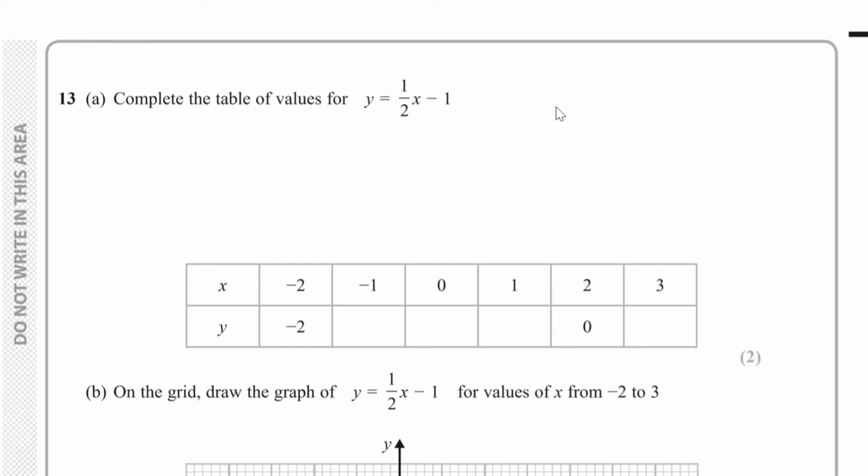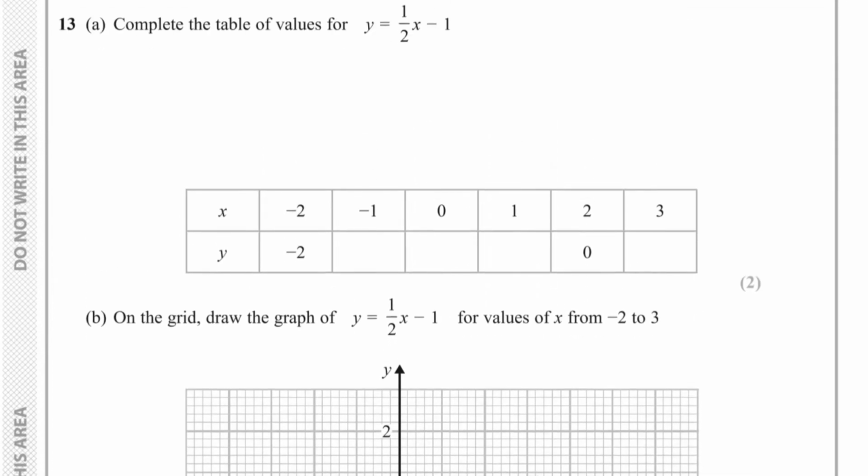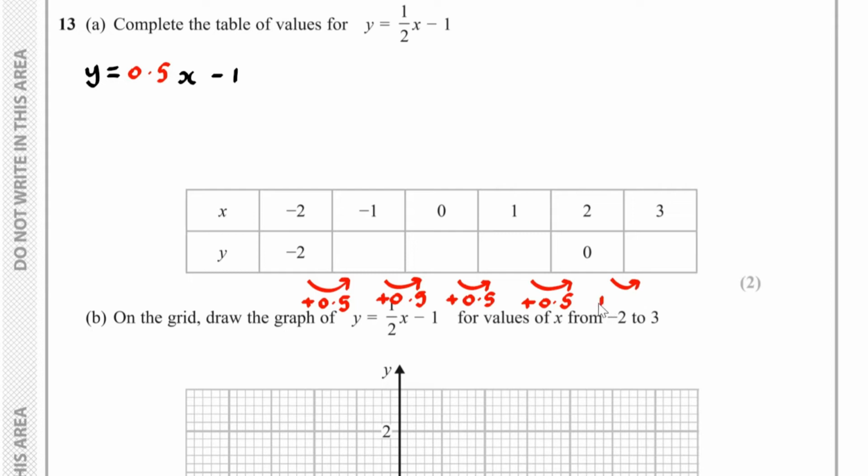Question number 13. For part A, we have to complete the table of values for y equals 1 half x minus 1. So what we would have to do here is recognize that our equation of the straight line is y equals 1 half, the same as 0.5, x minus 1. So if I add 0.5, we can find out what the graph goes up in. So adding 0.5, well, minus 2 plus 0.5, that's minus 1.5. Adding another 0.5, we get minus 1. Adding another 0.5, we get minus 0.5. And then 0 plus 0.5 is 0.5.